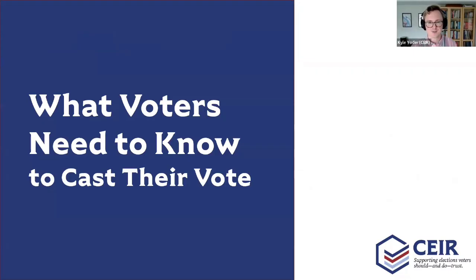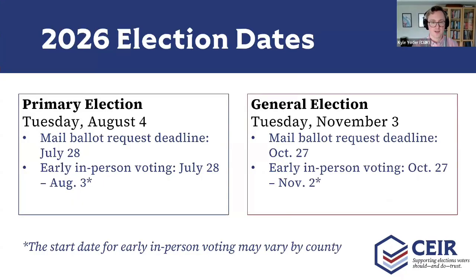So let's answer some of those questions for voters about what they need to know to cast their vote in the state of Kansas. In 2026, we have 2 major federal elections coming up. That's what we're going to be focused on today. The primary election on August 4th, and the general election on November 3rd. For the primary election, the deadline to request your mail ballot as a voter in Kansas is July 28th.